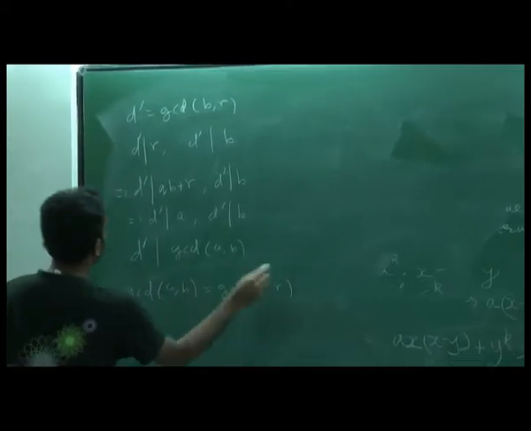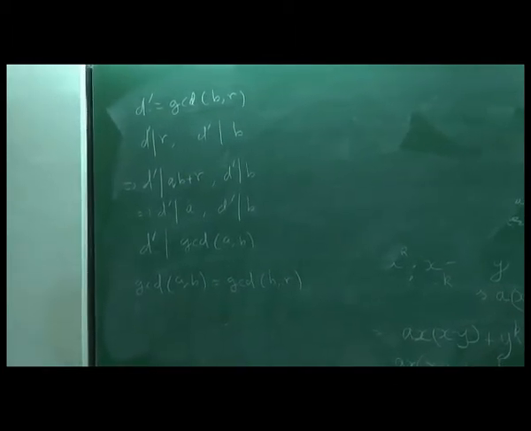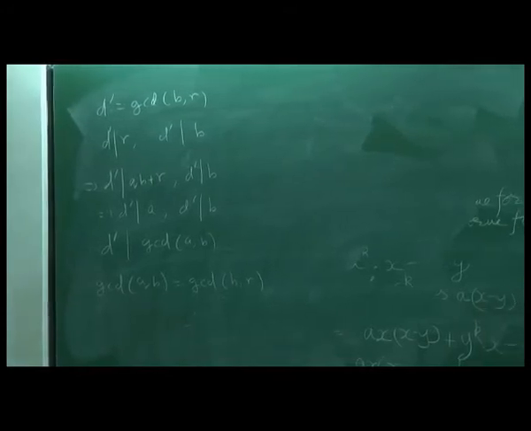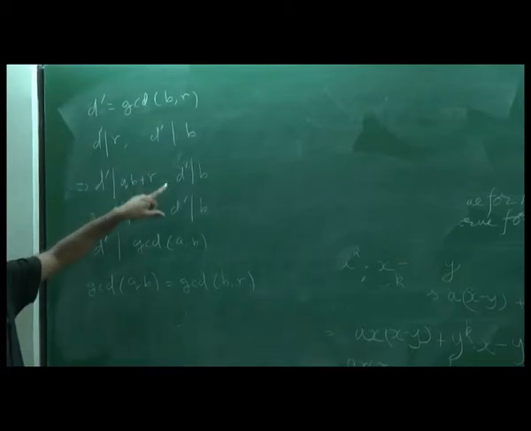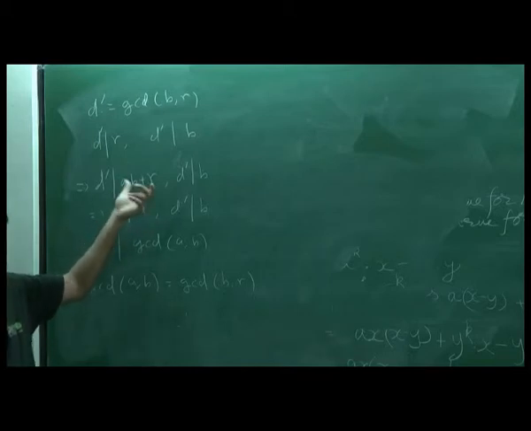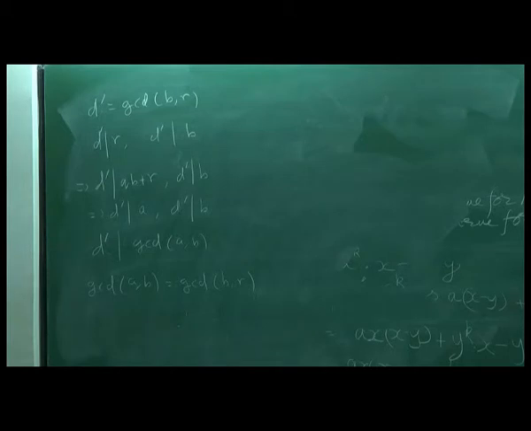How does D prime divide QB plus R? Because D prime divides B and D prime divides R. Q is fine, anything multiple. D prime divides QB because D prime divides B, and D prime divides R, so if we add both, it will divide. You take the common factor D prime out: this is D prime times something, and this is D prime times something. Okay, so how do you prove the theorem? Proof of the theorem now.